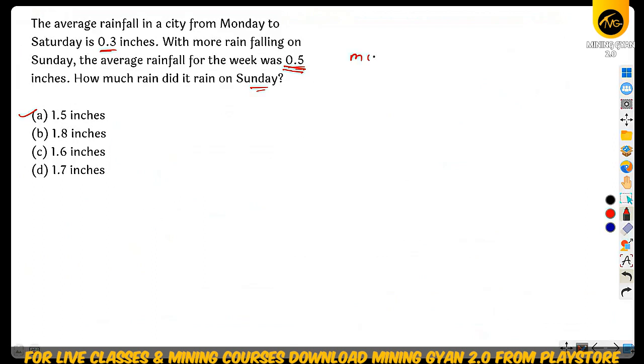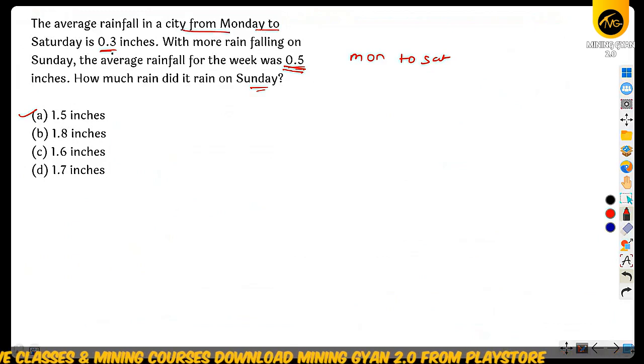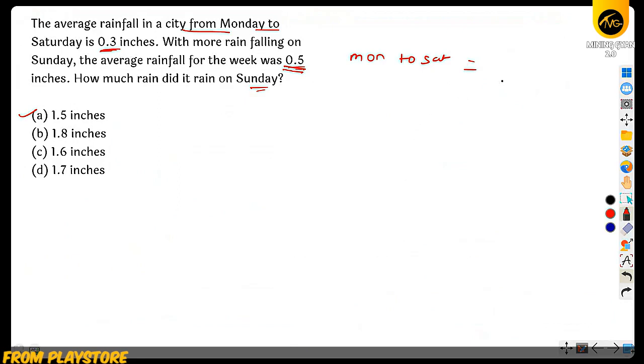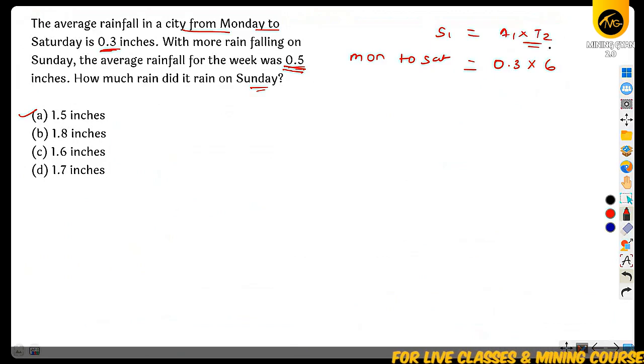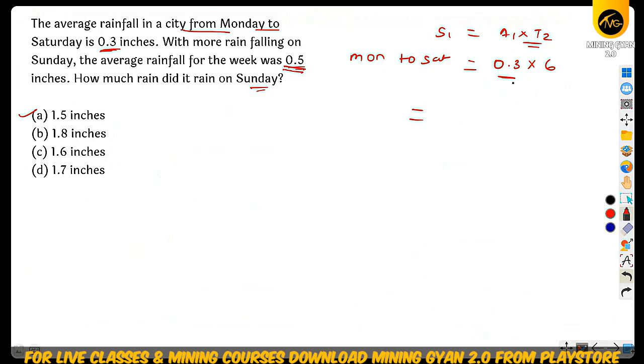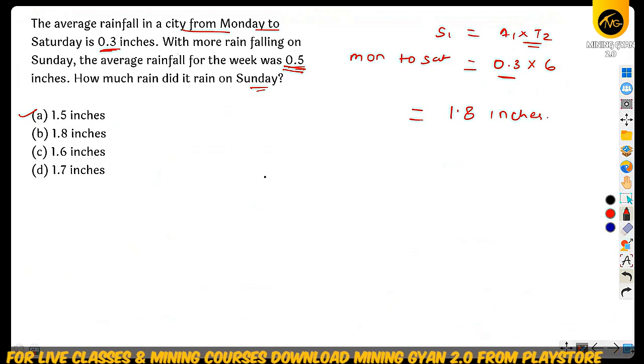Now Monday to Saturday, right? The average rainfall in a city from Monday to Saturday is 0.3 inch. That means how many days? Monday to Saturday, that means 6 days. Now the average is 0.3. Just multiply 0.3 into 6 days. It is like S1 is equal to A1 into T1. Similarly, we have used the average rainfall 0.3 and the days are 6. Now just multiply these numbers, 18, so 1.8 inches. Correct.